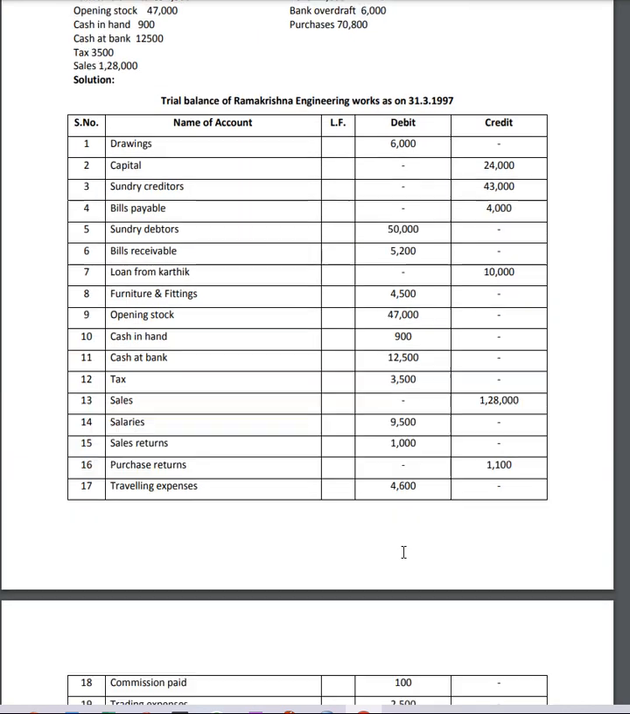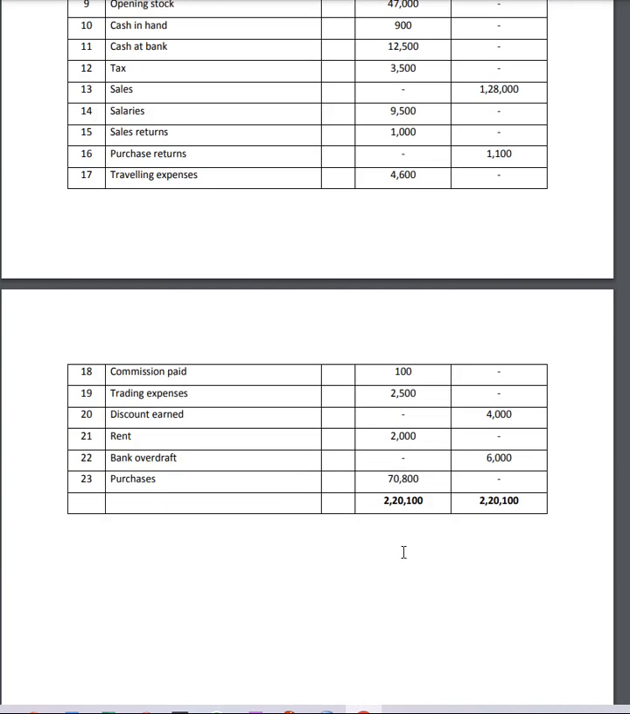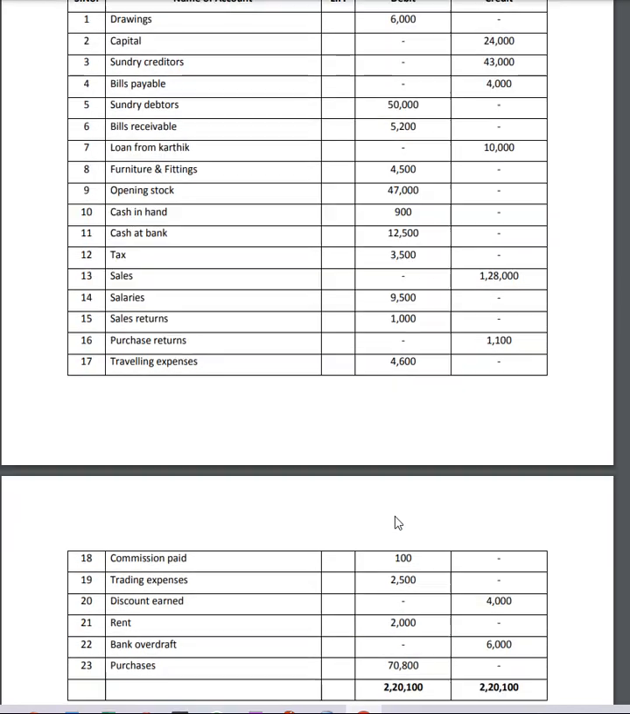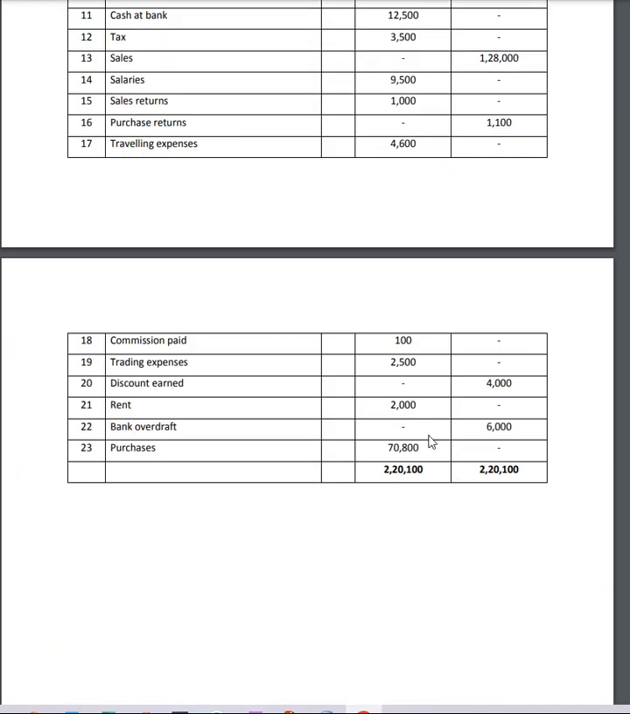So here, once all the items are done, if you total it, both are equal: 2,20,100. If in case you are finding imbalances in debit or credit items, we can consider that as a hidden asset or hidden liability based on the difference of amount. This is about trial balance. I hope that you understood how to prepare and record trial balance items.